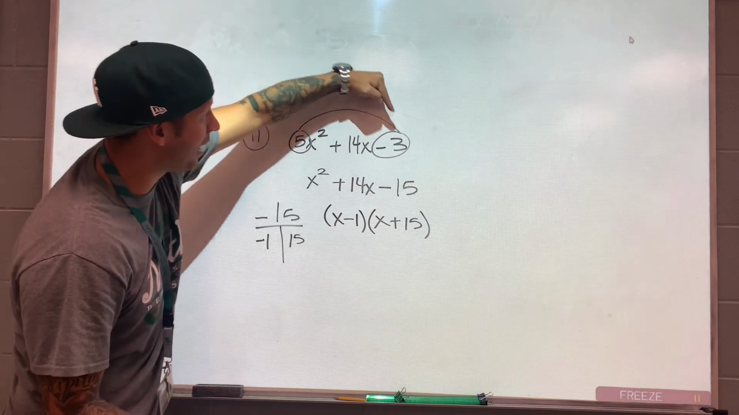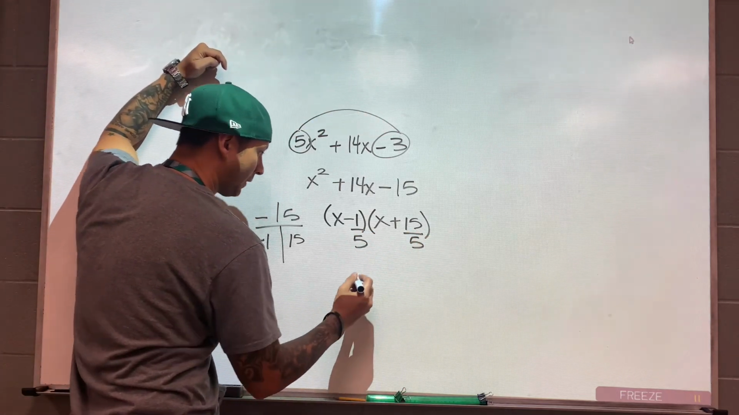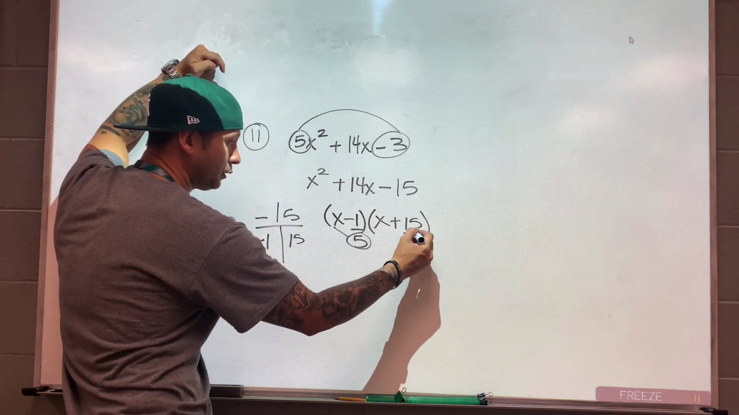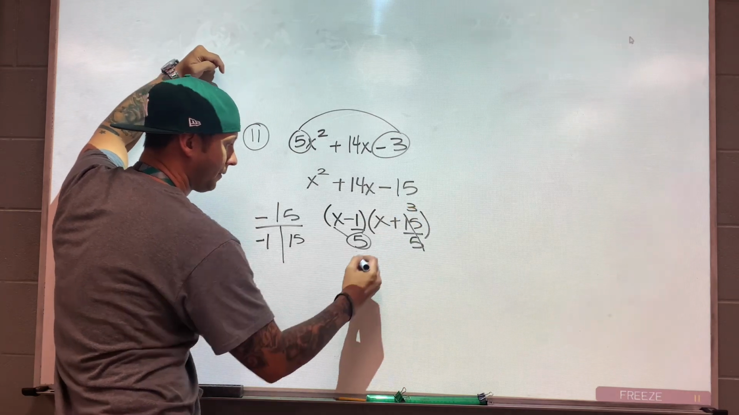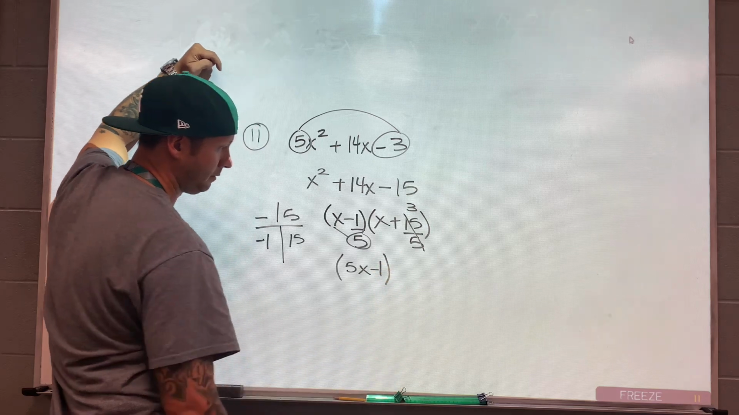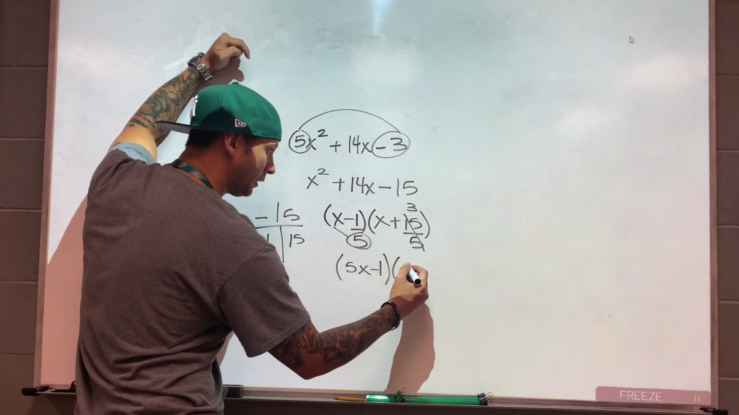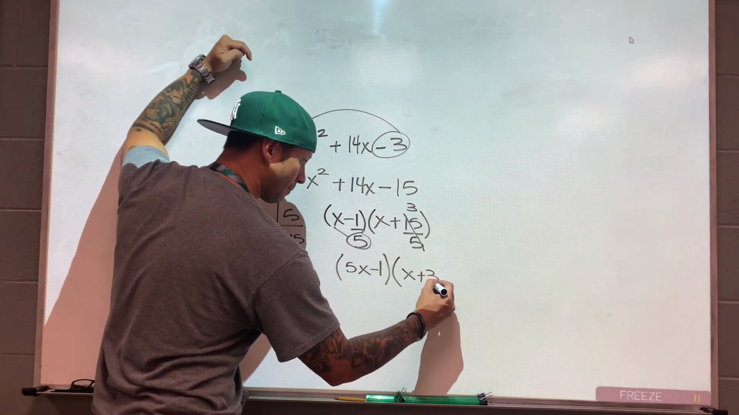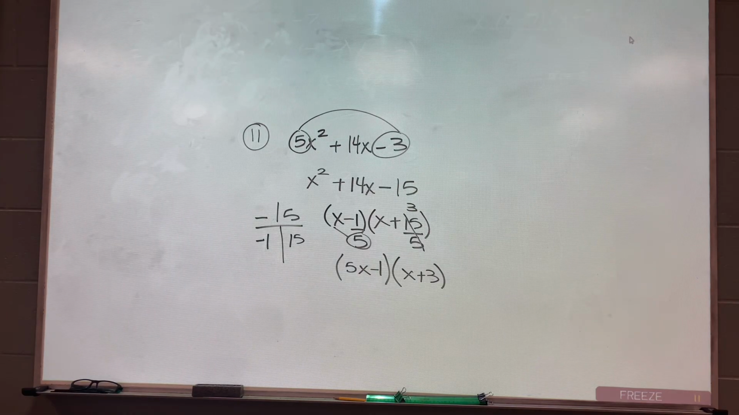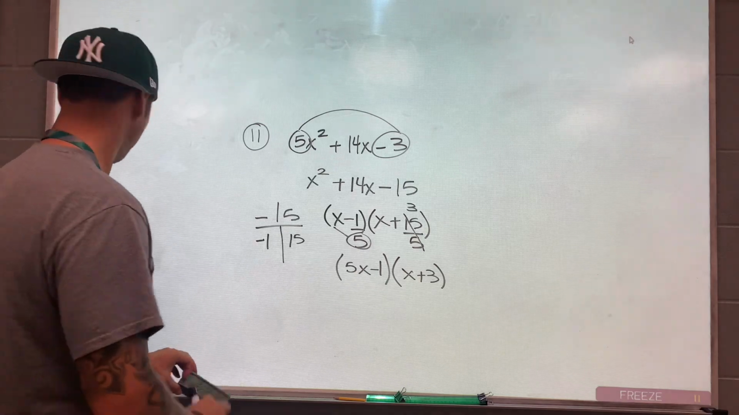Because we divided by 5, I have to divide the 5 out. So this is going to move up, and this is going to reduce to 3. So 5x minus 1 times x plus 3. That looks right. That was 11.